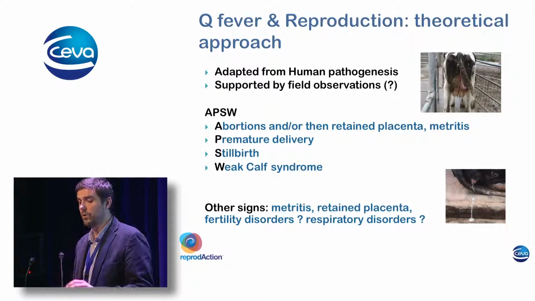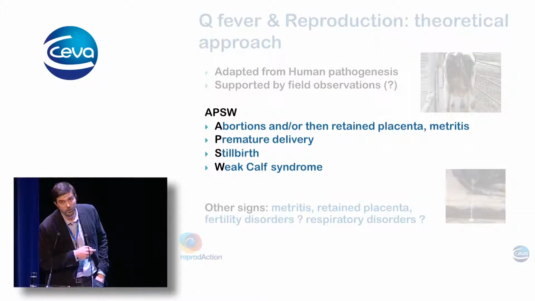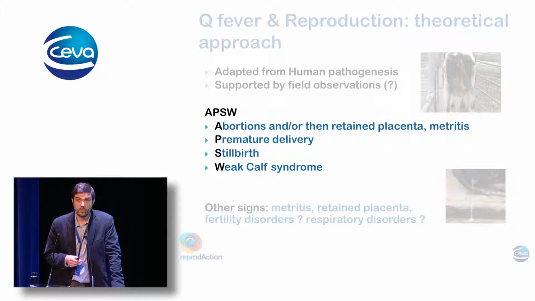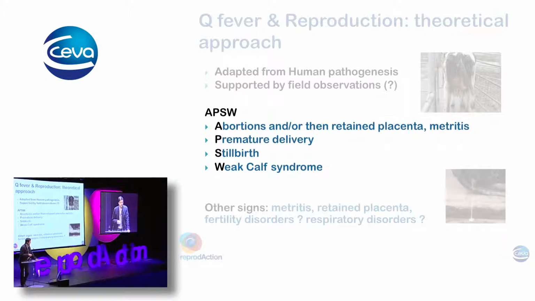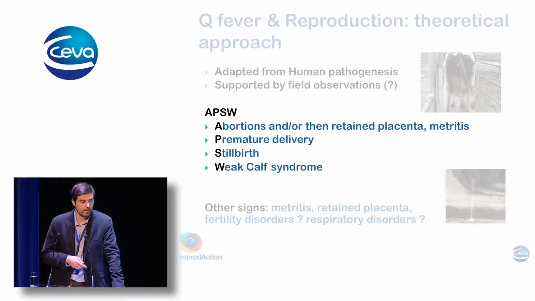So what we can find today, especially in the human, this is what they call the EPS and W, and if we adapt that on cattle, it could mean that Q fever could theoretically be associated with the occurrence of abortion and then retained placenta or metritis. But at this stage, we don't know if this is the infection per se which is responsible for retained placenta or metritis, or is it just a consequence of abortion, which is well known as a risk factor for retained placenta and metritis.